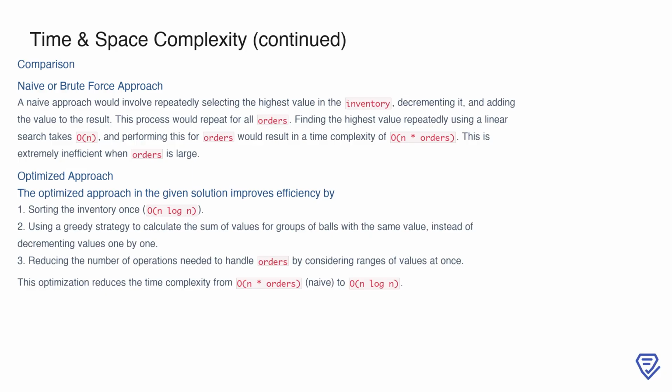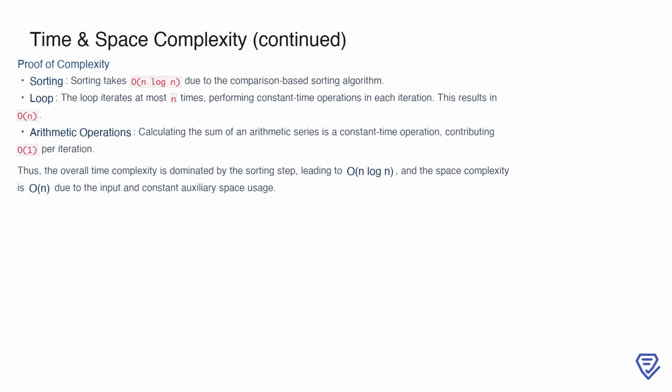This optimization reduces the time complexity from O(n²) to O(n log n). Finally, let's confirm the proof of complexity. The sorting step clearly takes O(n log n), as it uses a comparison-based sorting algorithm. The loop iterates at most n times, performing constant time operations such as arithmetic calculations and comparisons during each iteration. This contributes an additional O(n).